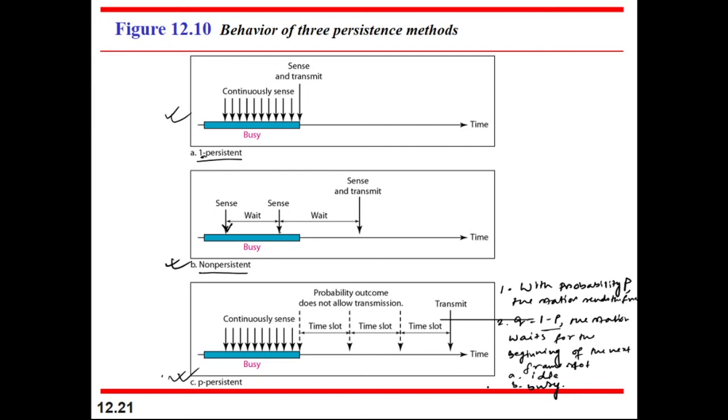Okay, and in the p-persistent method, the whole channel is divided into different slots. So these are the different persistence methods for CSMA, carrier sense multiple access.